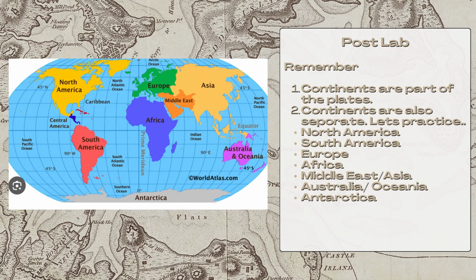So we're going to start with our first landform, which is North America. Our next one is South America. Then we're going to go up here to Europe. Then we have Africa in blue. And then we have the Middle East slash Asia in this yellowish orange color. Then we have Australia slash the Oceanias, which is purple. And then the Antarctic, which is this gray at the bottom.